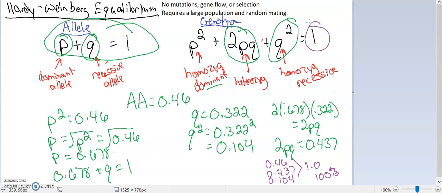And then we already did our p plus q equals 1, 0.678 plus 0.322. So essentially, you can be given any number, whether it's p or q, and you can find every single value on here because they're all proportional under the Hardy-Weinberg equilibrium. Now, if you are not solving for a Hardy-Weinberg equilibrium, that will not be the case. But for these examples, there is a Hardy-Weinberg equilibrium, and you will see a proportion between each of the alleles.